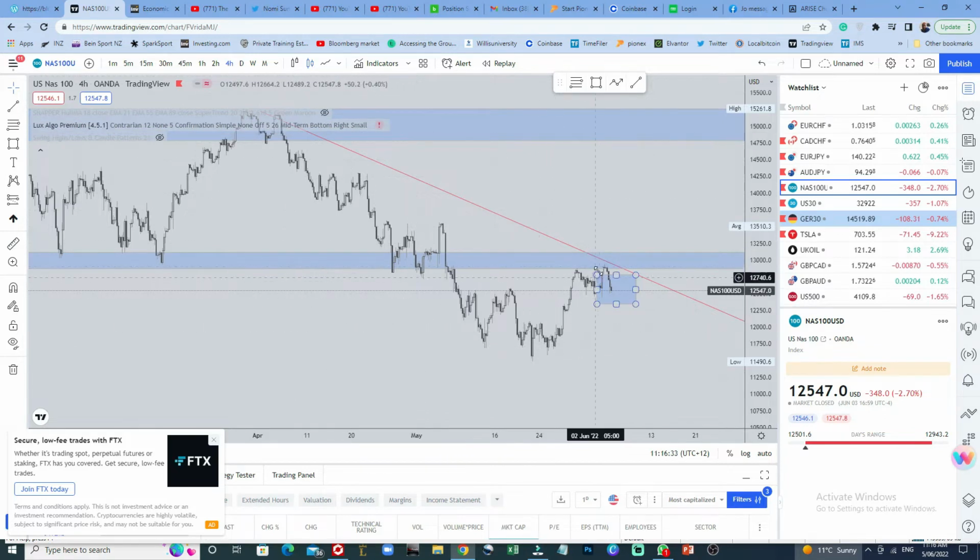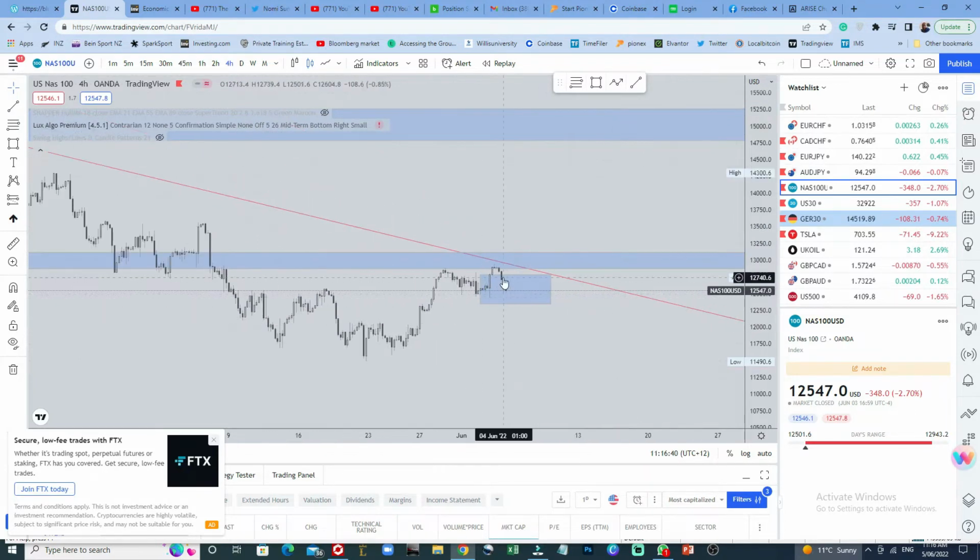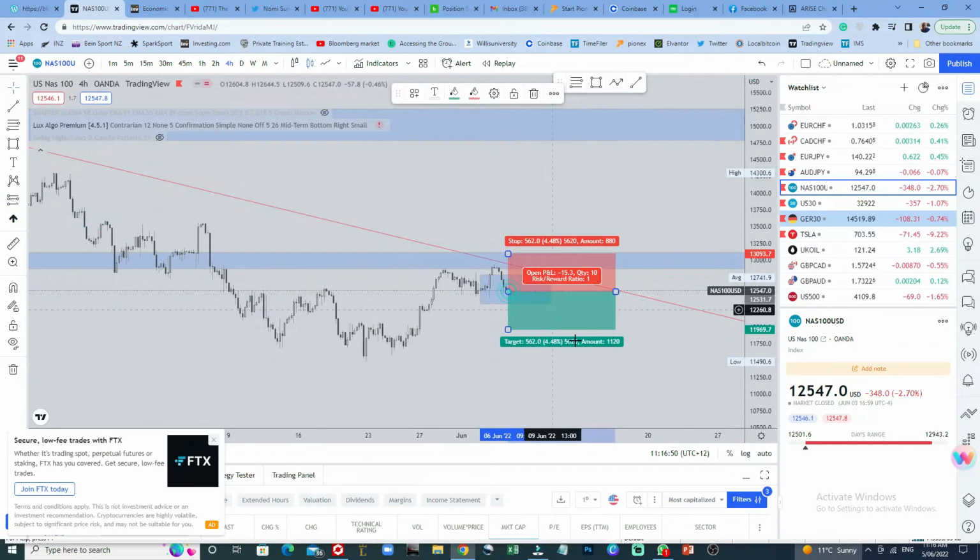It has tested this level. It's pushing down. I will wait for the market to come down to give me another candlestick down to confirm this sell. It's already a sell. Definitely, I would be waiting for the market to just give me another candlestick here, push to the downside here. Then I'll take a sell.